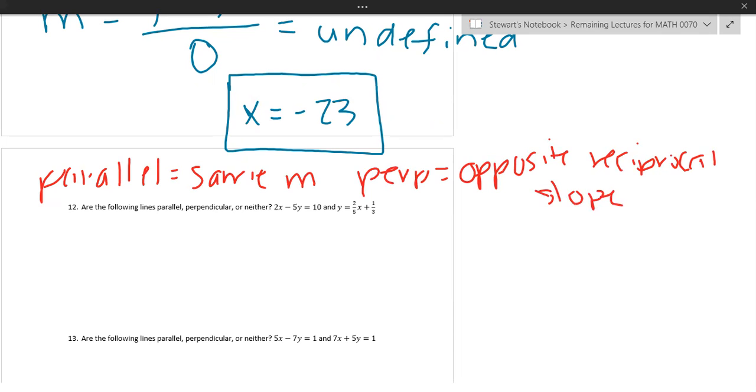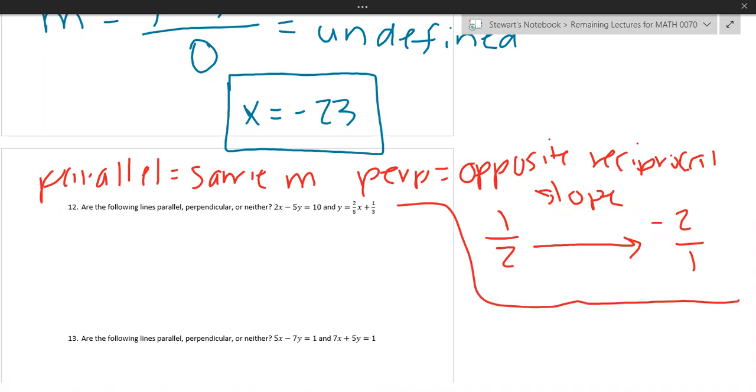Which means, say you have a slope of 1/2 for one line. That would mean that the line that is perpendicular to this one would have the slope 2/1, because that's the reciprocal, but negative. So it'd be -2. So that's what it means to have an opposite reciprocal slope. And then if they're neither, then neither of those two cases happens.